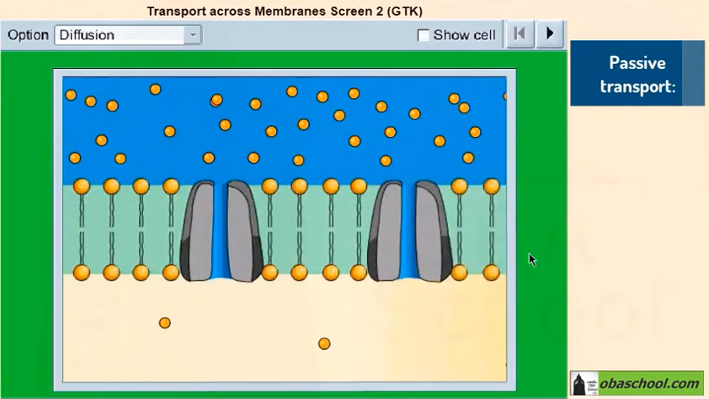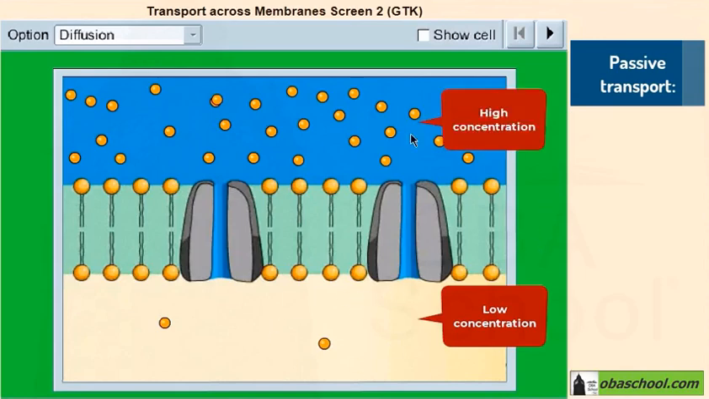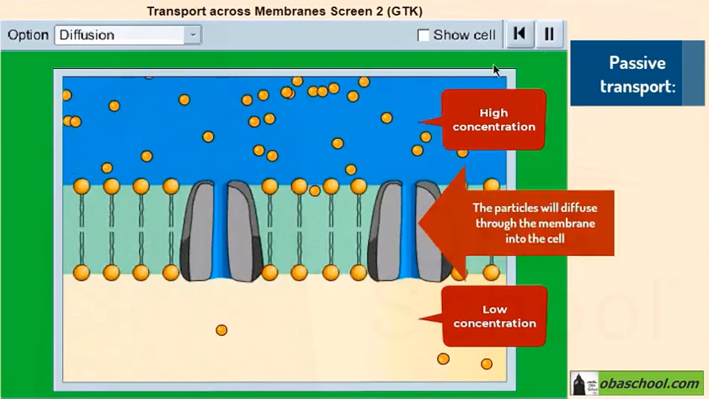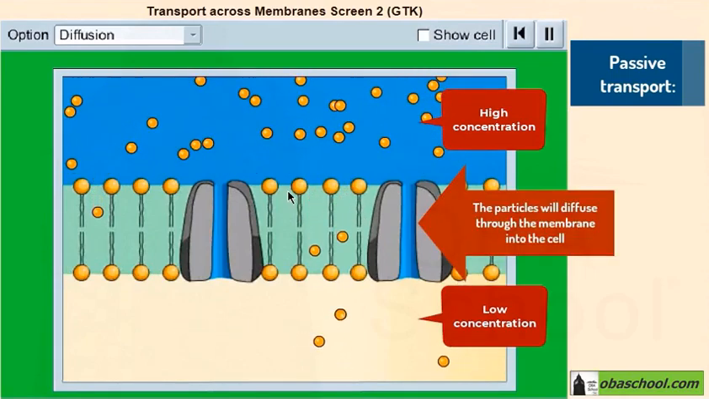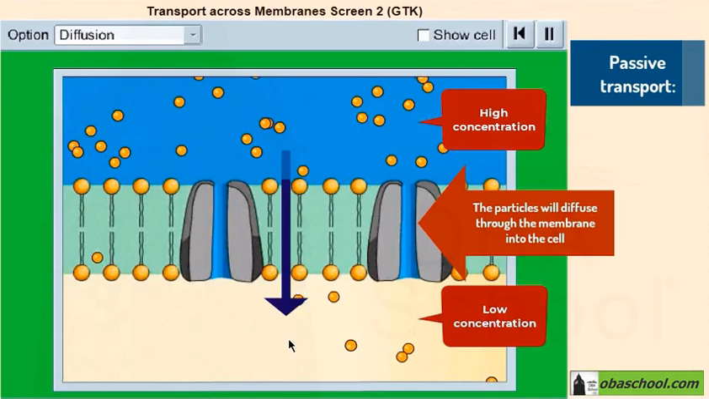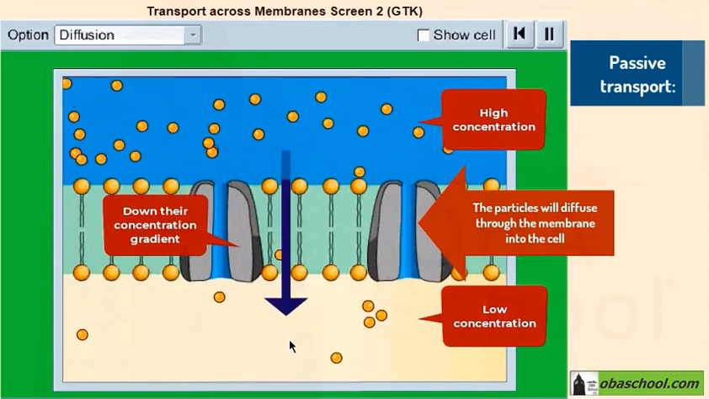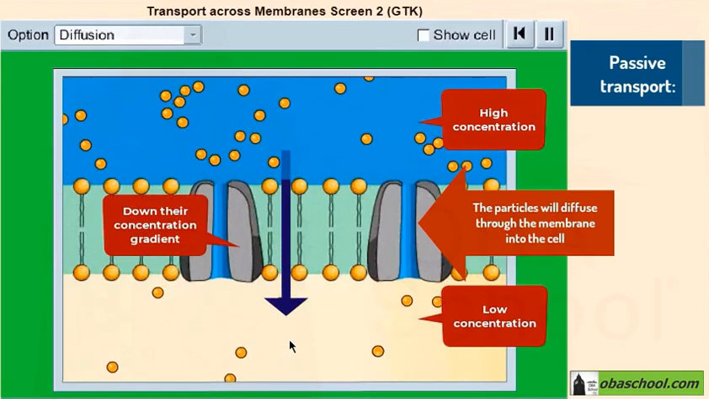So, as you can see here, inside of the cell there is a low concentration of the particles compared to the outside environment. So, the particles will diffuse through the membrane into the cell, down their concentration gradient.